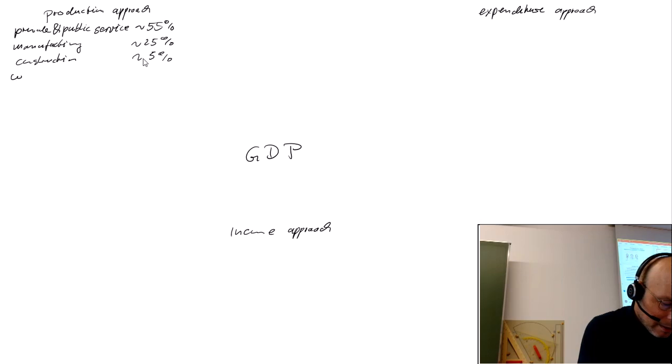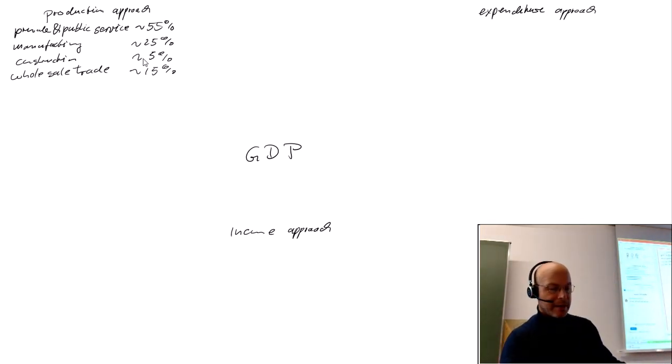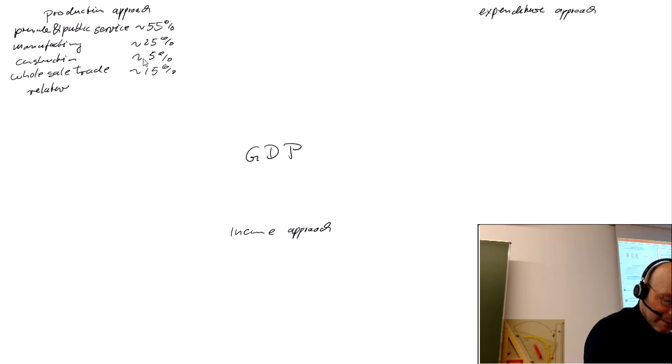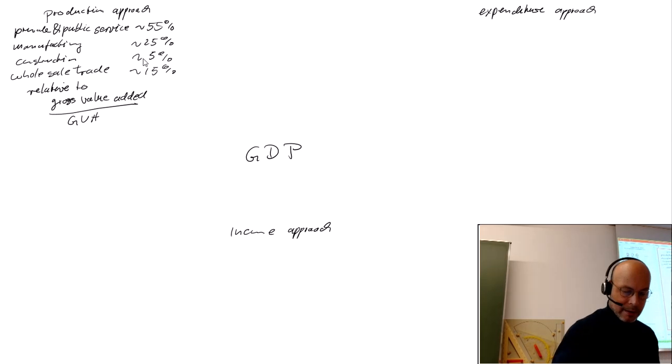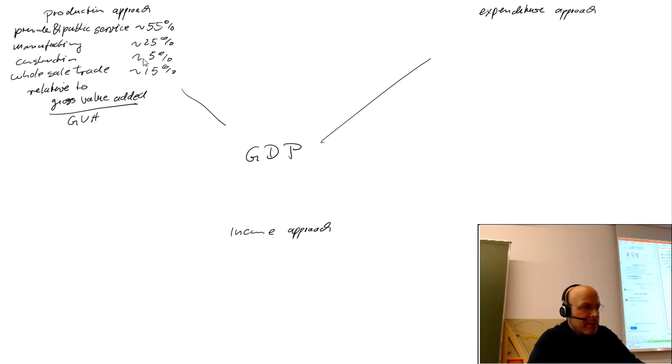And wholesale trade, roughly 15%. And you have also to keep in mind in this introductory course, not relative to GDP, but relative to gross value added. GVA is quite often the abbreviation. Then expenditure. What was the main part of the expenditure approach?